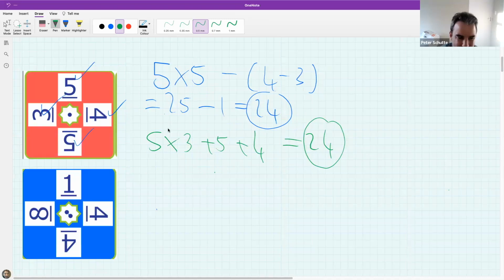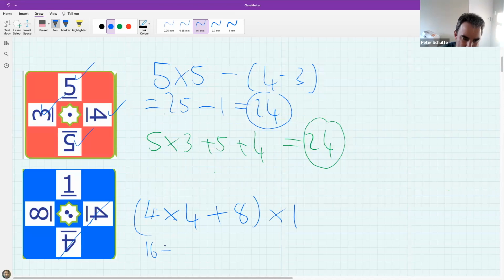I see Leah has a suggestion for the blue one. So 4 times 4 plus 8 times 1. So that would be 16 plus 8 is 24. So that would be 24, and times 1 is 24. So Leah has definitely got a blue one sorted.